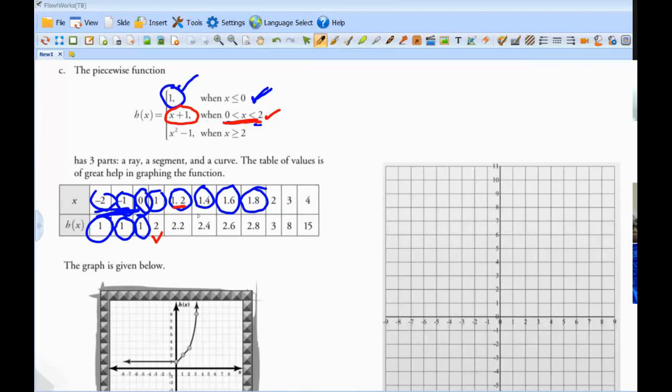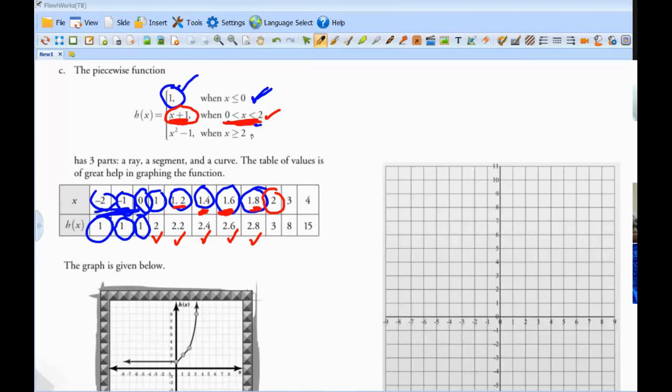1.2 plus 1 is 2.2. What about 1.4? 1.4 plus 1 is 2.4. If it is 1.6, 1.6 plus 1 is 2.6. 1.8 plus 1 is 2.8. Now, if we use 2, can we still use x plus 1? No, because it is from 0 to 2 only, greater than 0 but less than 2.